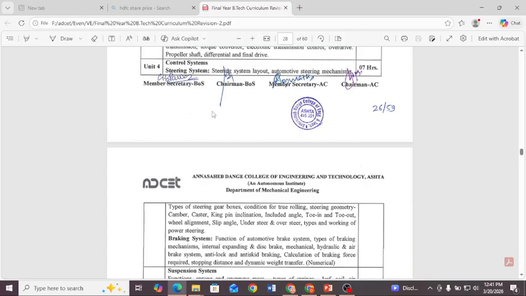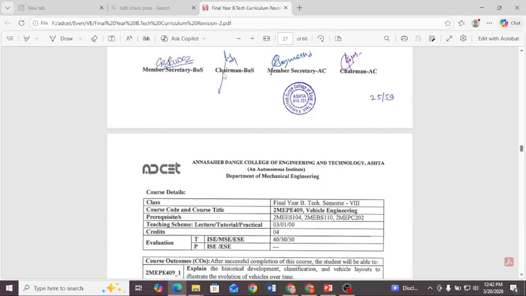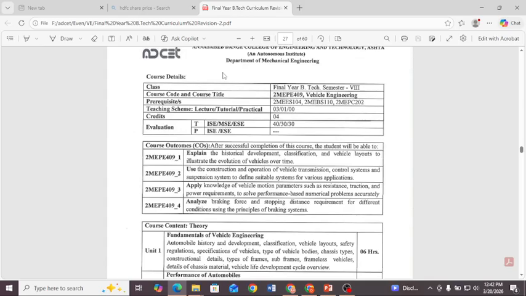We know that the steering system is important to steer the vehicle and give directions, and the braking system is to control the vehicle with respect to power and speed. Today's lecture is on steering systems. This course outcome is to apply knowledge of the motion parameters of vehicles to reduce traction and power requirements, to solve performance numericals, and to analyze braking force and stopping distance for different requirements.